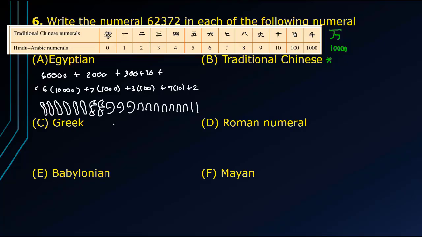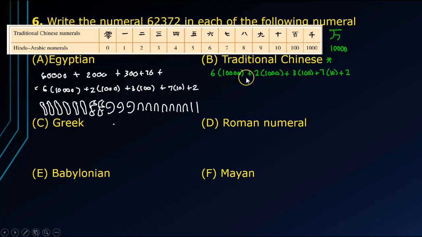And so with this being the case, I can now make this a little easier on myself because I have 6 10,000s, 2 1,000s, 3 100s, 7 10s, and 2 1s. And, kind of similar to what I have written right over here, in the Chinese system, that's how I would say it.